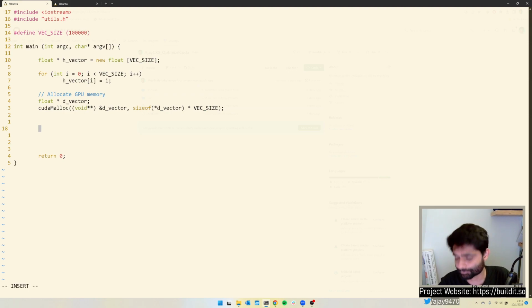So, okay. Now that we have allocated the GPU memory, we need to fill it up with the data that we created. For that, we use the function CUDA memcopy, which is like a normal memcopy function. It takes the destination pointer. So I'm going to copy it to the device, I'm going to copy from the host, and then it takes the size of how much you're going to copy.